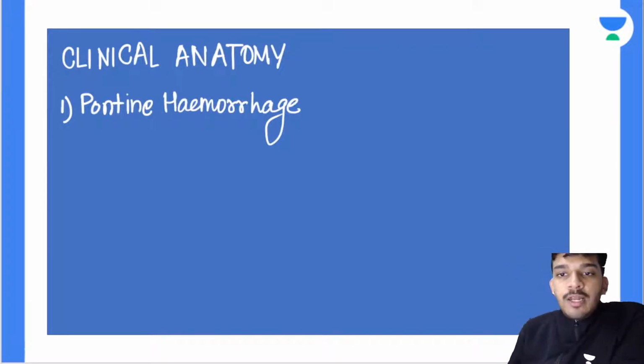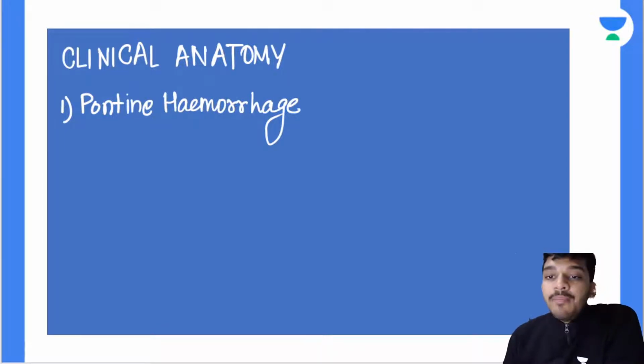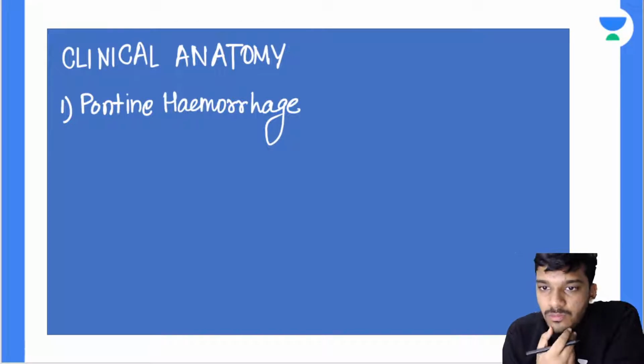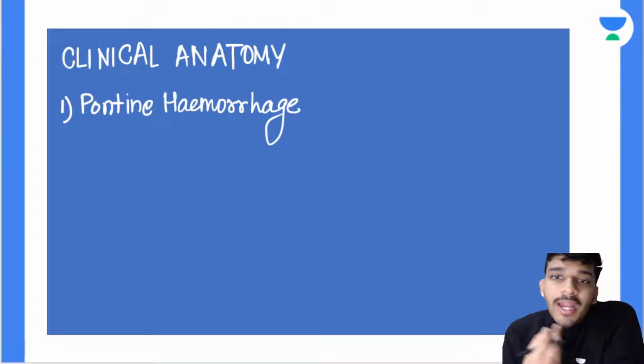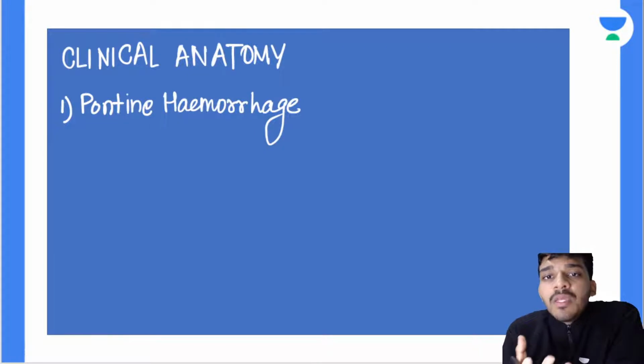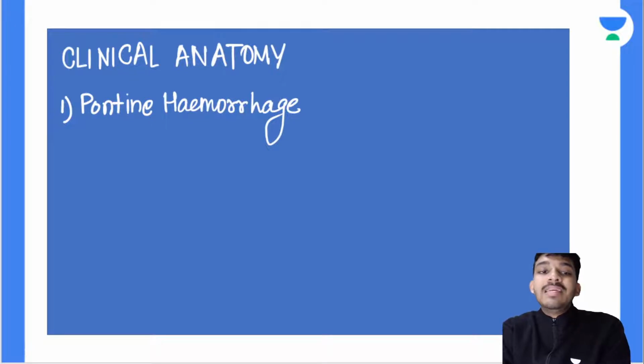Okay. So first of all, let's talk about pontine hemorrhage. Now, why does pontine hemorrhage occur? Okay, it could be due to hemorrhage of the basilar artery. It could be hemorrhage of the multiple pontine arteries that are coming from the basilar artery. But usually pontine hemorrhage will occur in the setting of a hemorrhage of the basilar artery, right?